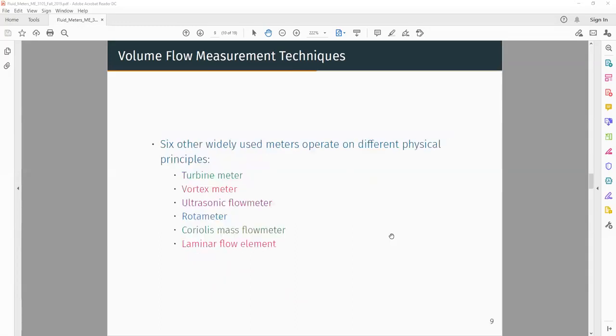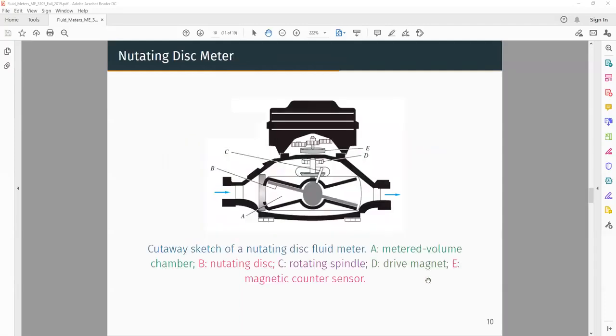And also we have six other widely used meters that operate on different physical principles. That is the turbine meter, the vortex meter, the ultrasonic flow meter, the rotameter, the Coriolis mass flowmeter, and the laminar flow elements. Okay, nutating discs: actually the blue flow measuring device we see in our fluid dynamics lab, or in our home, from which Dhaka Wasa, the water providing company, takes the measurement, is actually a nutating disc meter.